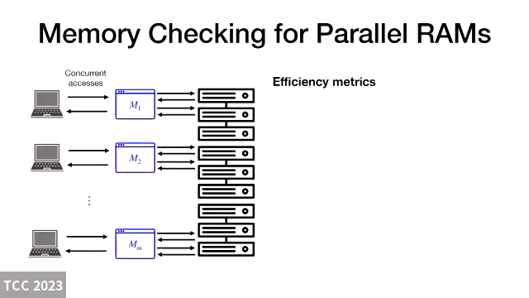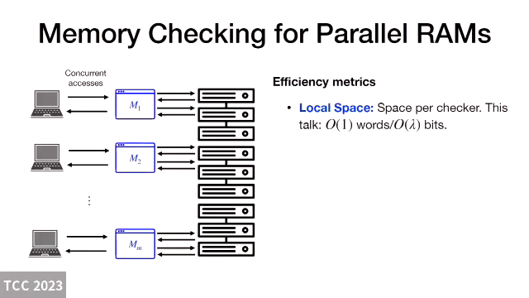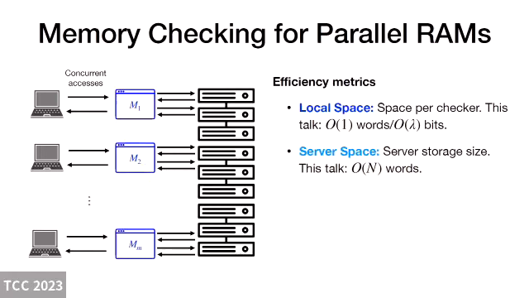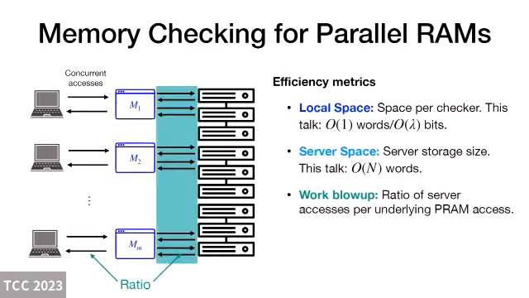So what do we care about in terms of efficiency? First, we want the amount of space stored by each of these memory checkers to be small. For this talk, think of it as maybe storing some counters and maybe an authentication key. So this will be O(1) words or maybe O(lambda) bits. The second thing we care about is storage size. So how much space does the online server need to hold? And again, in this talk, we actually achieve O(1) blow up. So think of O(n) words.